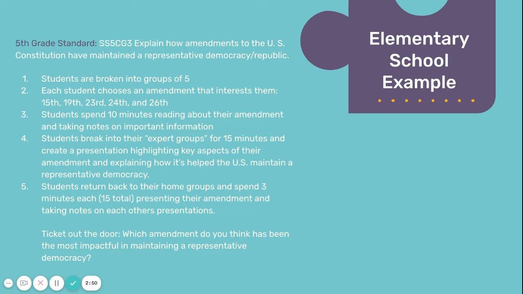Quick little example for elementary school. I can let you guys read through it because I don't want to waste any more time, but basically students do the Jigsaw activity with 5 different amendments, and then they come back into their groups and teach each other about these 5 different amendments and relate it to this standard I have up at the top. So the ticket out the door might be, which amendment do you think has been the most impactful in maintaining a representative democracy and why?